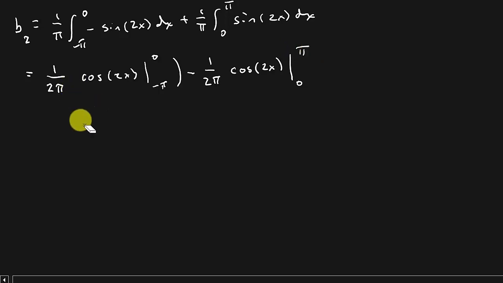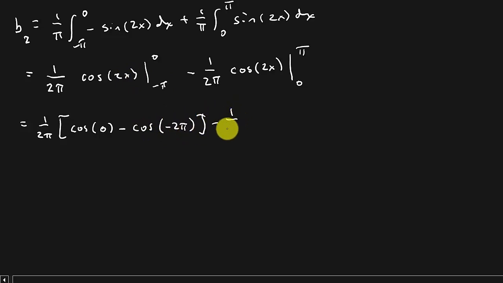We didn't really need the parentheses there; you can put them or not, it doesn't matter. But anyway, we get 1 over 2 pi times cosine of, plugging the 0 in, cosine 0, minus cosine of, plugging the negative pi in, negative 2 pi, minus 1 over 2 pi times cosine of 2 pi minus cosine of 0.